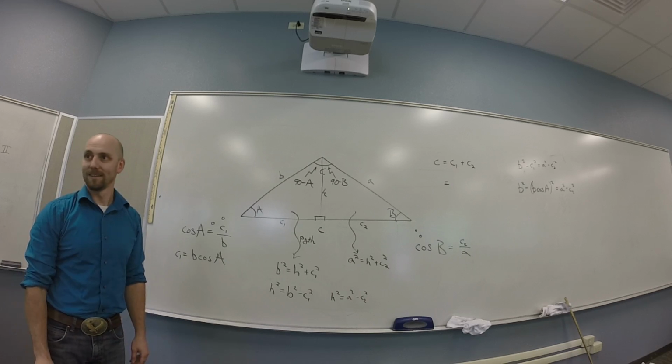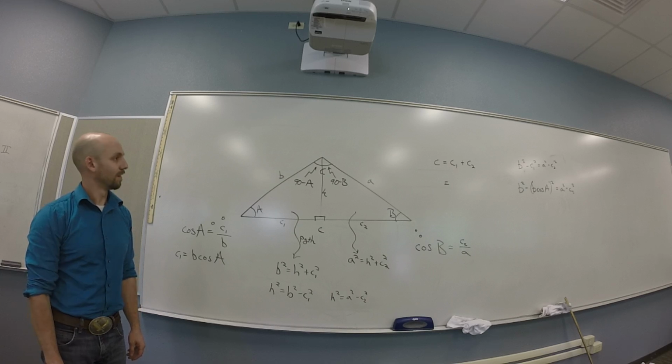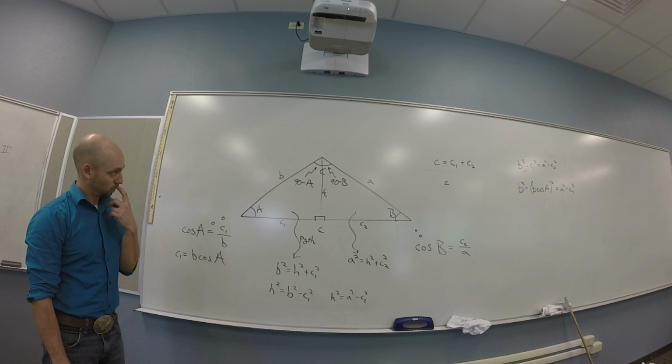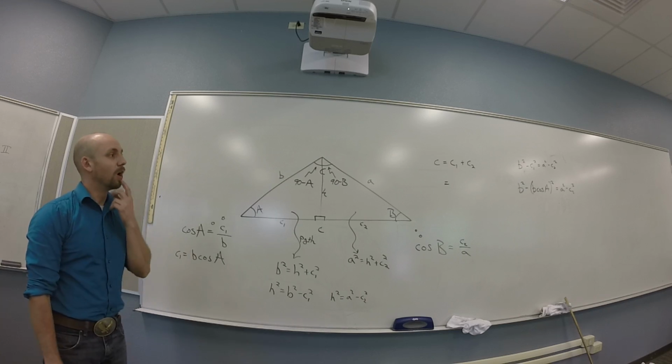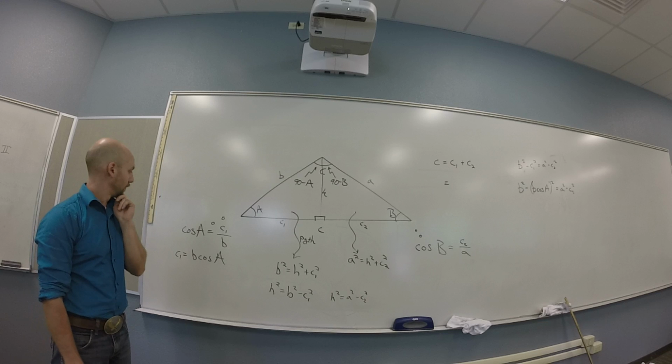We know c squared is on one side of the equal sign for cosine. So maybe we should try to do that. Oh, okay. Yeah, we could try to put things in. How did you replace the b cosine A with c1 squared?